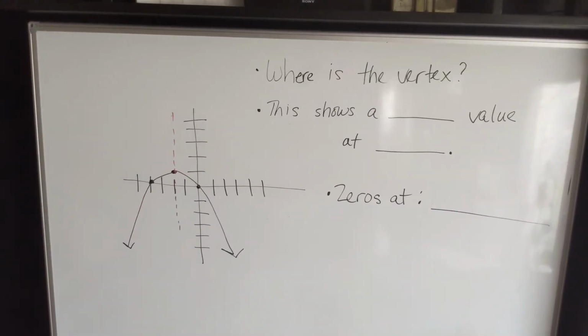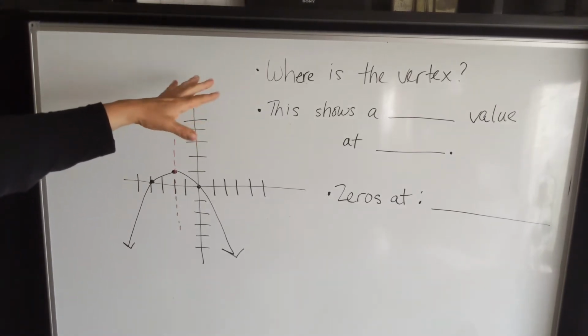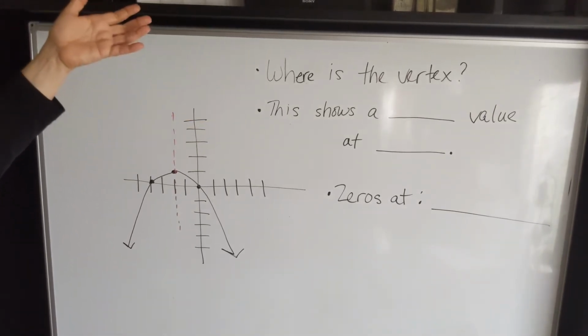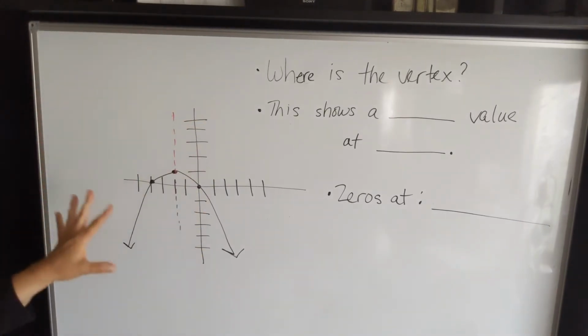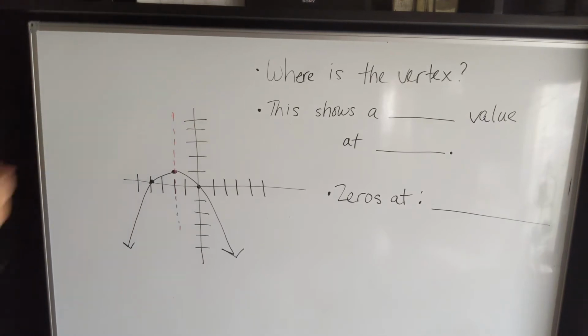Next on your test, you're going to be asked to identify the vertex. I believe on your test it actually says what is the vertex, but really where is the vertex makes more sense to me. Don't ask, it just does. Where is the vertex, meaning where on the graph is it? Where is it located? So I'm just looking for the point of the vertex.